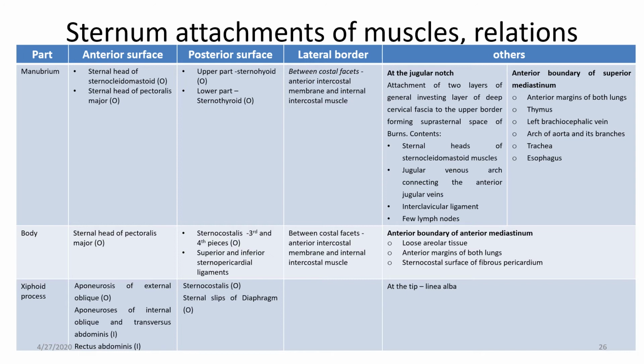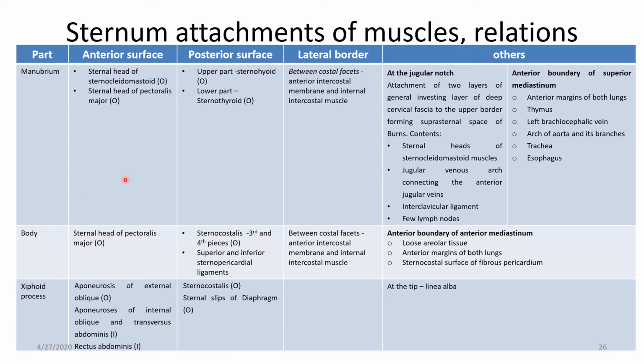And in this table you can observe the whole sternum, including the manubrium, body and xiphoid process, and the attachments of muscles on their anterior surface, posterior surface and lateral border, and the relations. For example, the manubrium, we have already learned, gives attachment to the sternal head of sternomastoid and the sternal head of pectoralis major, origin for these muscles. Whereas the posterior surface is for the sternohyoid and sternothyroid muscles. And the lateral border between the costal facets is for the anterior intercostal membrane and the internal intercostal membrane.